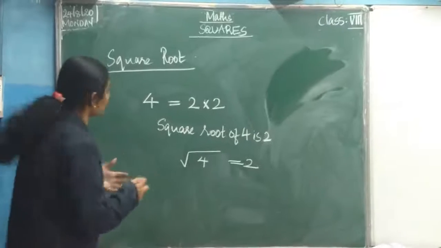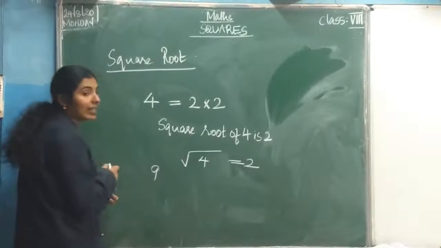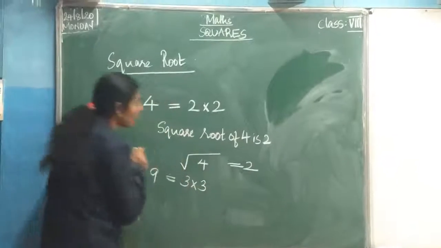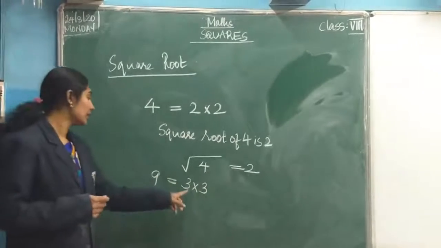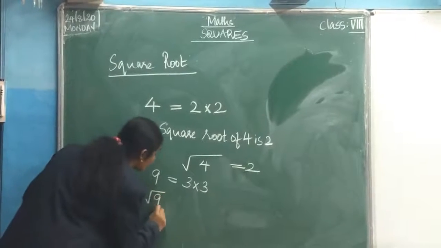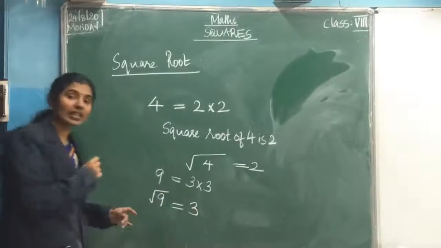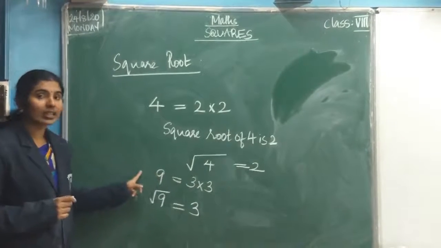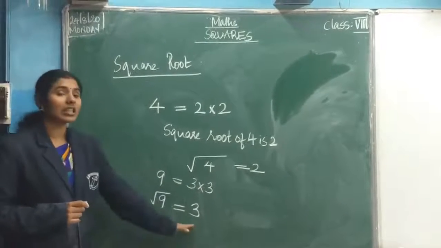In the same way, another example: 9. How will you get 9? When you multiply 3 two times, you will get 9. So what is the square root of 9? That is 3. What is the reason? 3 multiplied 2 times gives 9. So the square root of 9 is 3.